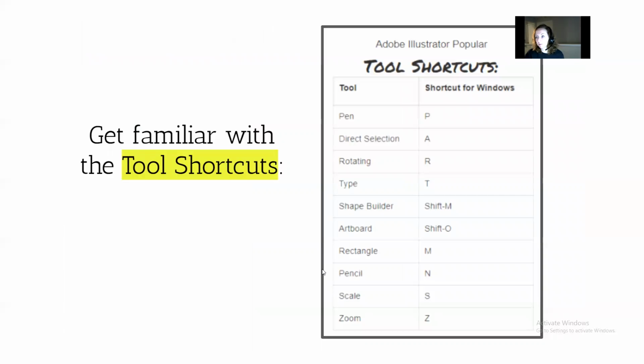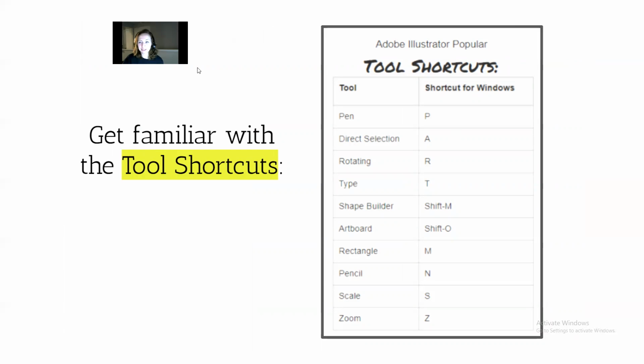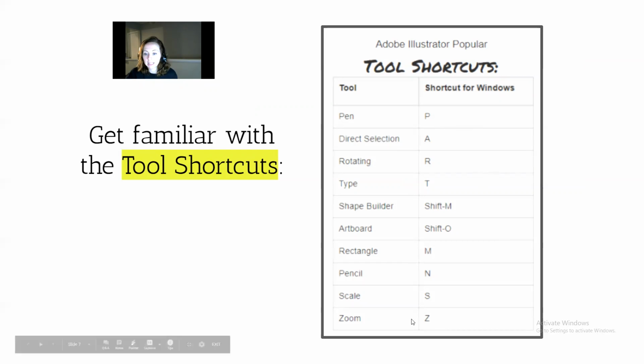And then there are some major shortcuts that as you work more and more, you're going to get really used to. The pen tool is just P. Direct selection, if you're trying to directly select just one pathway, that's going to be A. If you want to rotate something quickly, you can do R. To type out something, use the text tool, you can do T. Shape builder, artboard, so there's lots of different things on here.